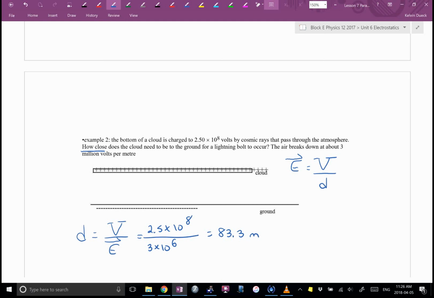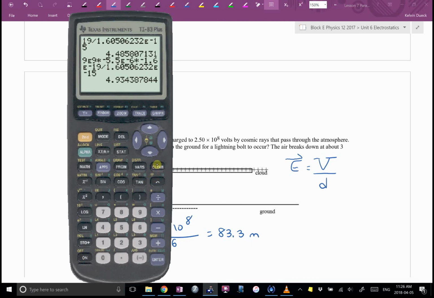By the way, who got shocked with the Van de Graaff generator? Get the V by itself. How would I get the V by itself? Times the D. So if we go on our calculator, 3 million, because I know that the electric field required to jump is about 3 million volts per meter. If I go 3 times 10 to the 6th, how big a distance were you guys getting your shocks? Was it about 5 centimeters? So let's go times 0.05. You're pulling about 150,000 volts.